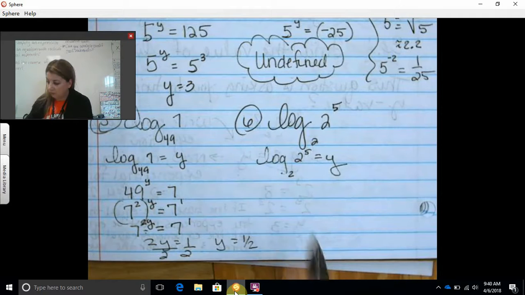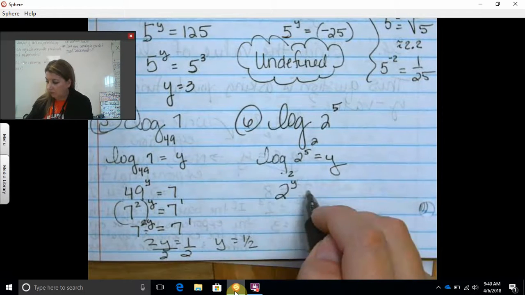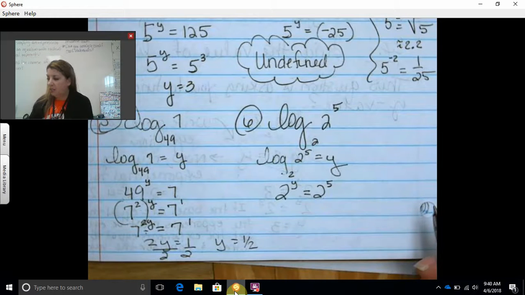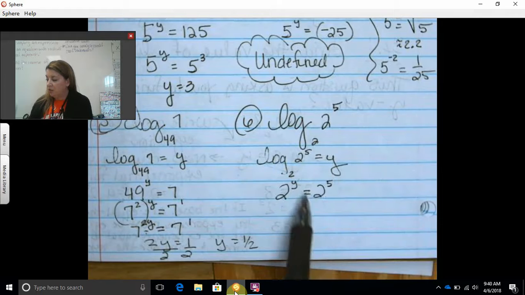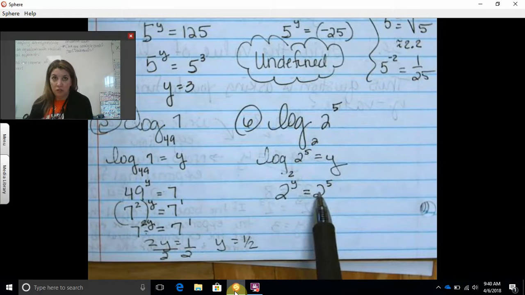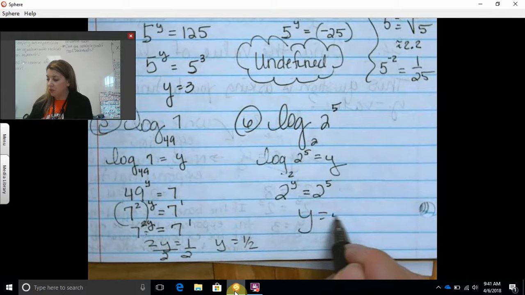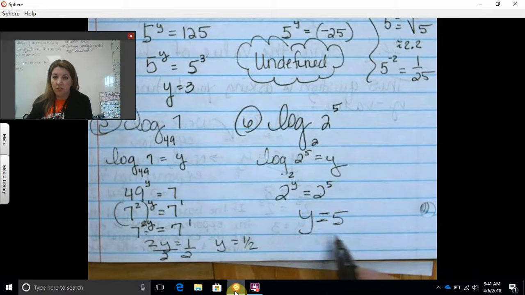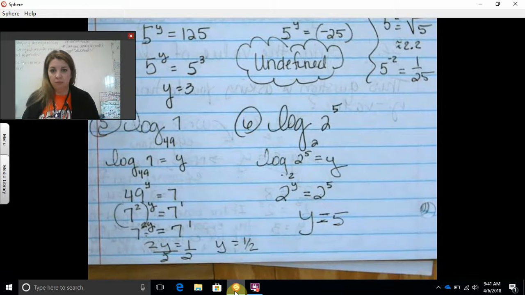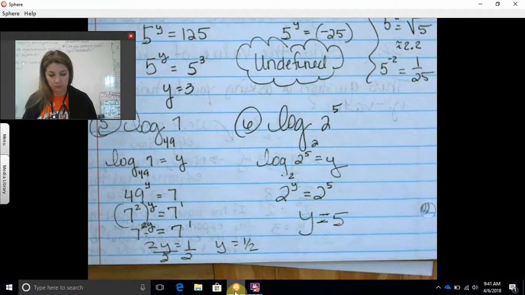Anybody got the answer? Is it 5? It's 5, right? Yeah, because if you write it as an exponent, 2 raised to the y equals 2 to the 5th, well, they both already have the same base. So if their bases are equal, we don't even have to change the bases, right? If your bases are equal, your exponents are equal. So set your exponents equal to each other, solve for the variable. There you go. That one looks weird, but it's actually the easiest one probably.